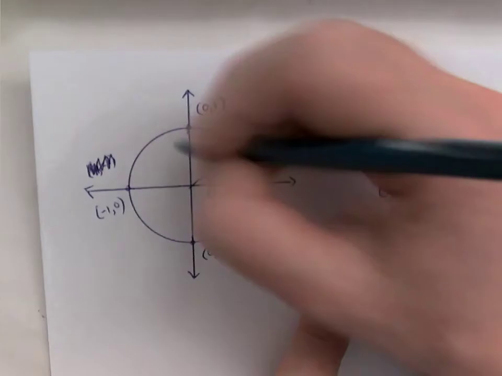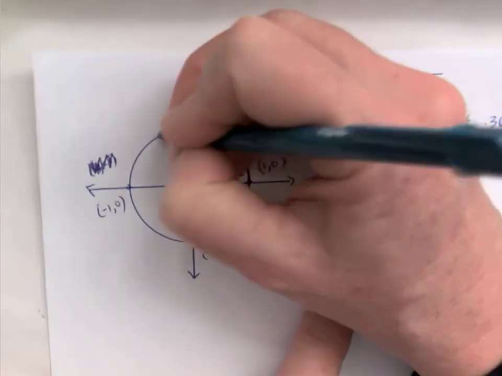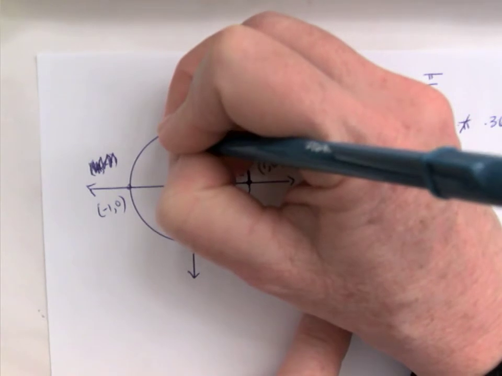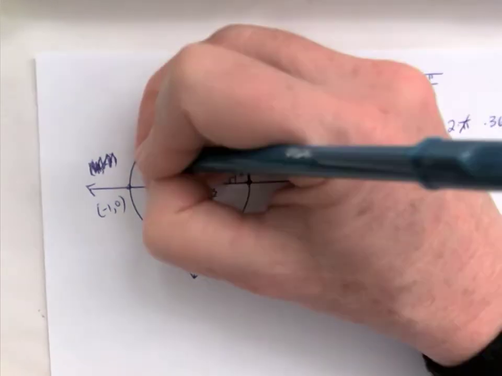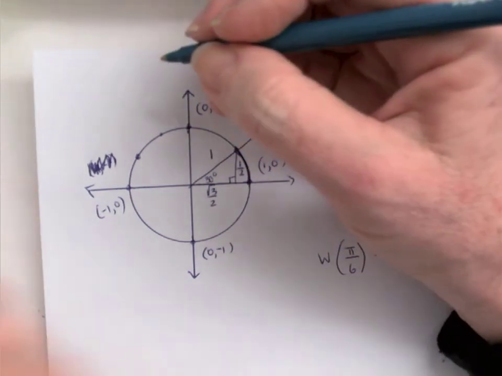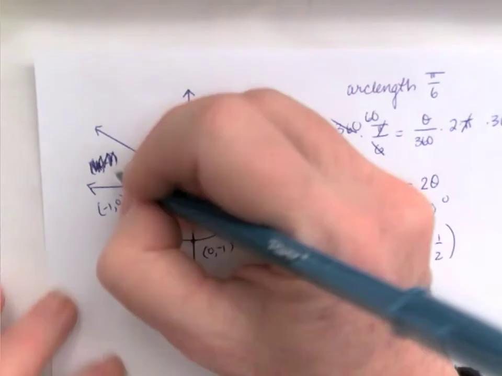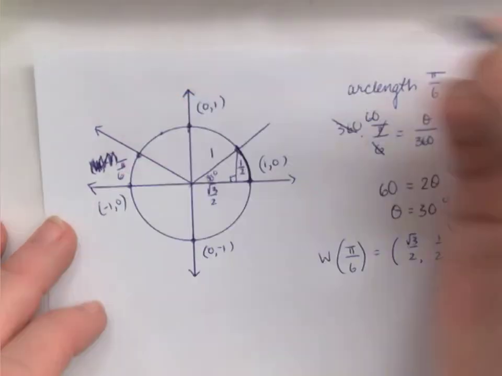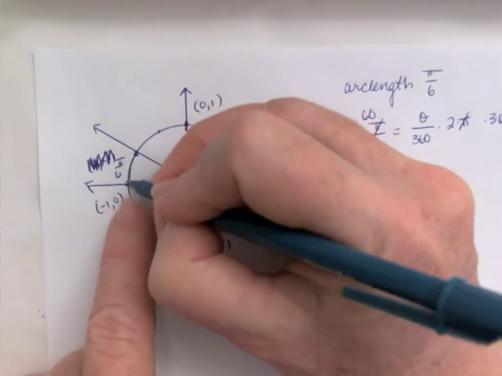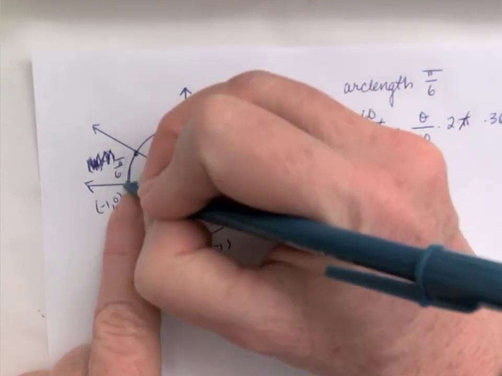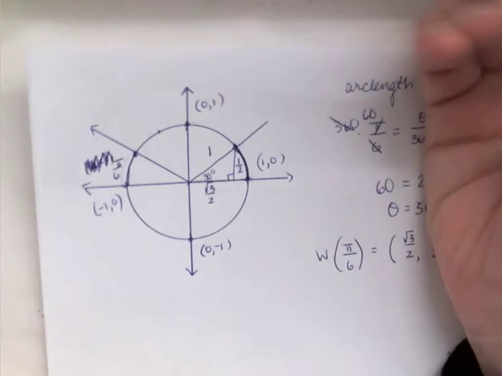3π/6 will put me right here. 4π/6 will put me right here, but that reduces to 2π/3. 5π/6 does not reduce to anything. And what I know about 5π/6 is that it leaves me with another π/6 as an arc length. 6π/6 would put me all the way around, but I'm stopping at 5π/6.